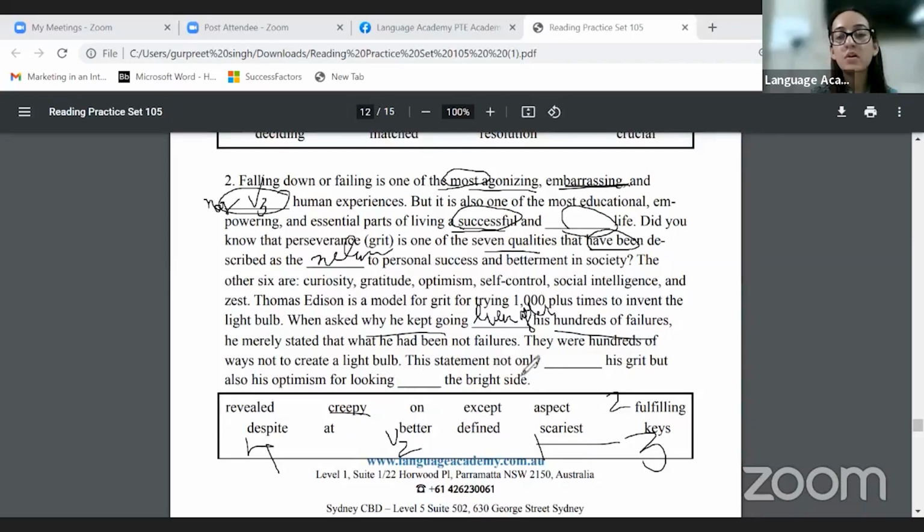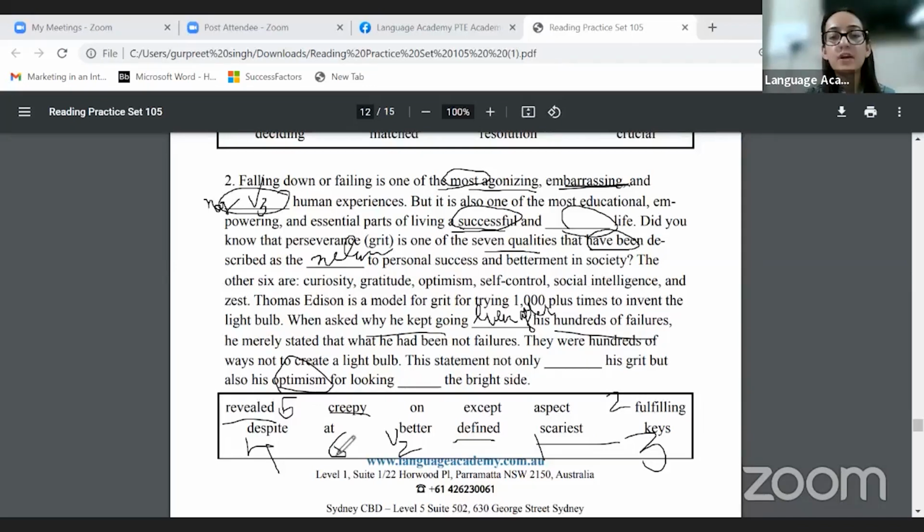This statement not only dashed his grit but also his optimism. So here, "not only", we have two verbs, defined and revealed. This statement is not a definition, but yes, we can say this statement showed not only his grit, but it also showed his optimism, how positive a person he was. So we can go with revealed. For looking dash the bright side, with looking we always go with "look at", not "look on". So looking at this side.